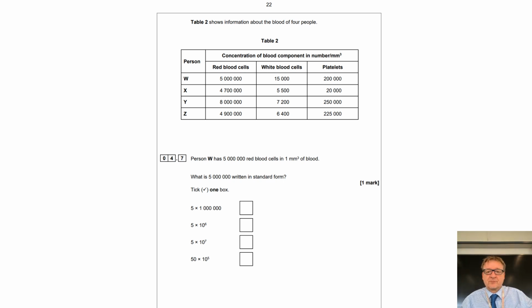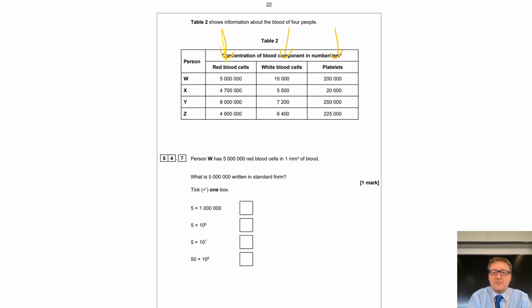Okay, so table 2 shows information about the blood of 4 people: W, X, Y and Z. Red blood cells, white blood cells, platelets. Red blood cells are carrying oxygen. White blood cells deal with infection. Platelets are for clotting of blood. Person W has 5 million red blood cells in 1 millimetre cubed of blood. Now, that sounds like a lot.